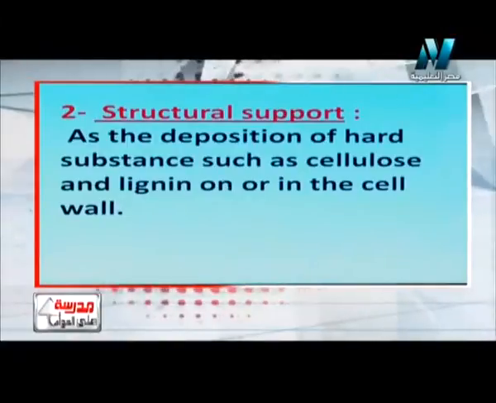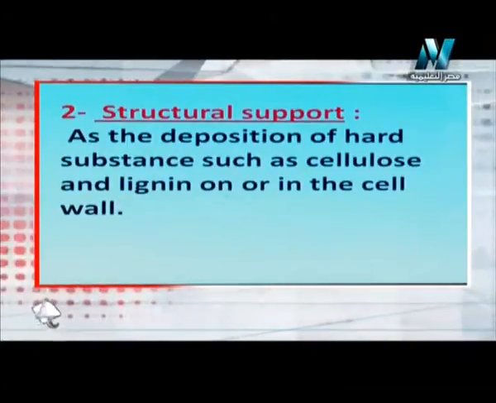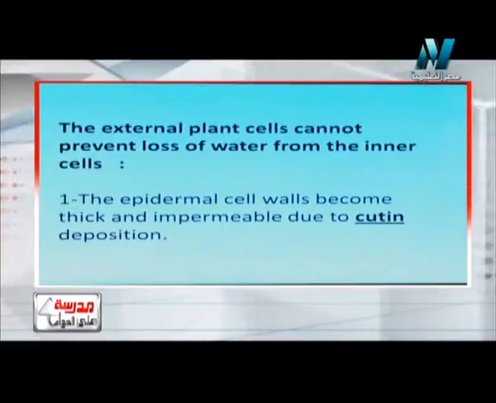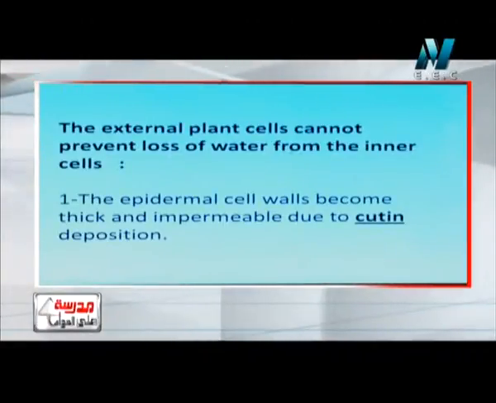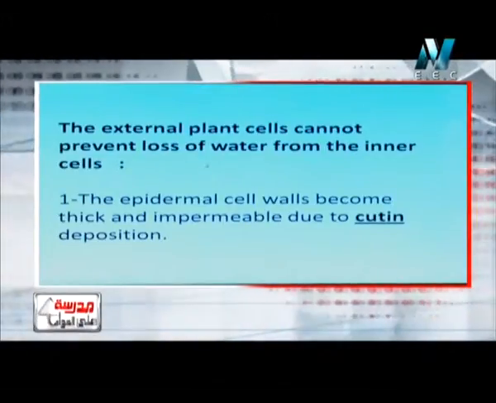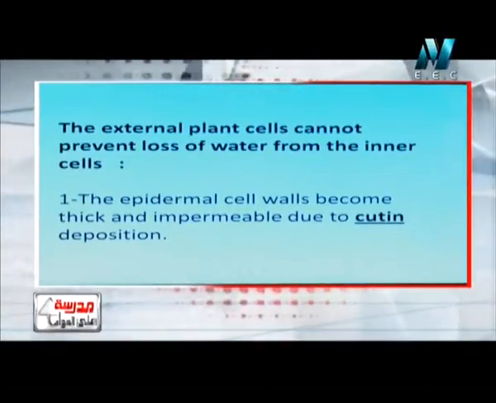So structural support is the deposition of hard substances such as cellulose and lignin in the cell wall. The external plant cell cannot prevent loss of water from inner cells. How does the plant prevent or decrease the loss of water from its cells? By the presence of some substance that covers its epidermal layer.